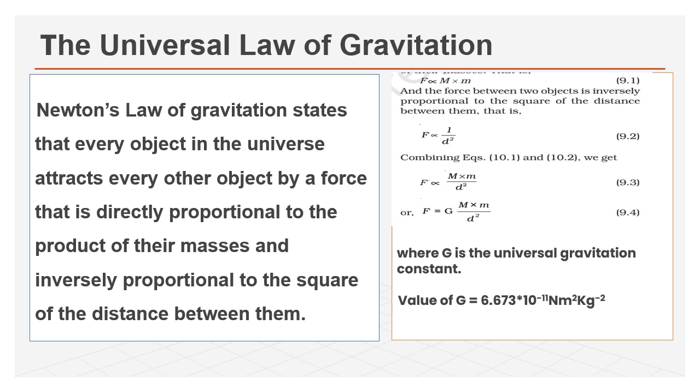Combining the equations, we get F is proportional to capital M multiplied by small m by d square, or F is equal to G capital M into small m by d square, where G is the universal gravitation constant. Value of G is equal to 6.673 multiplied by 10 raised to minus 11 Newton meter square kg raised to minus 2.